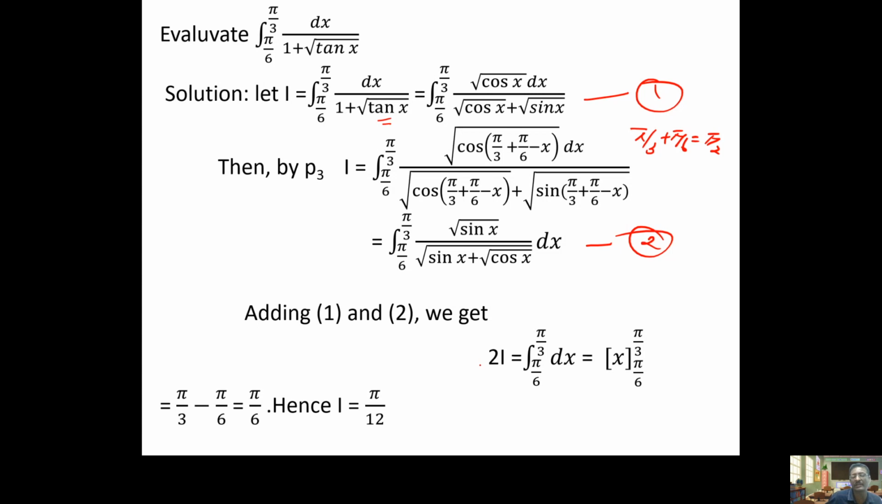Adding 1 and 2, you are getting 2I is equal to integral pi by 6 to pi by 3 dx. So you are getting 2I is equal to pi by 6. 2I is equal to pi by 6 means I is equal to what? Pi by 12.